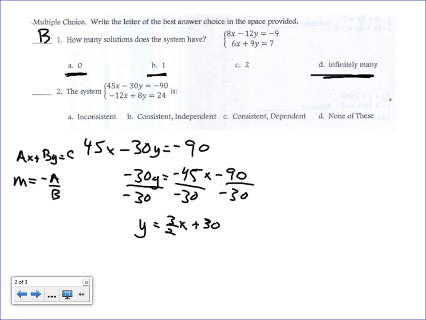So I know before I ever started this equation, just from looking at it, guys, just from looking at how the equation is set up, I have in my mind that the slope is going to be 45 over 30. What is 45 over 30 reduced to? Okay, so there it is.